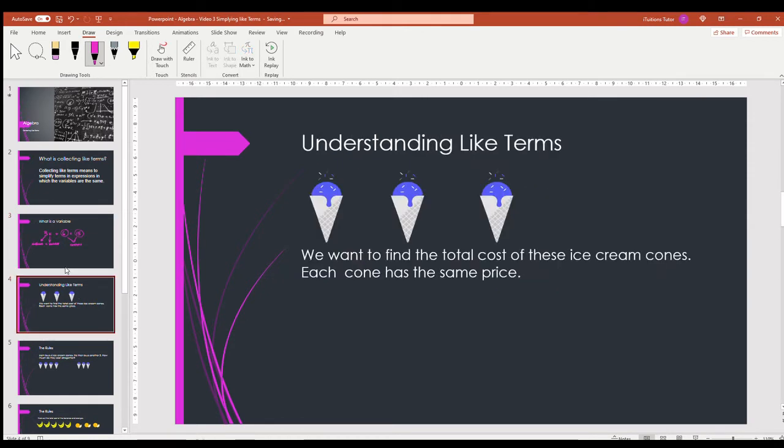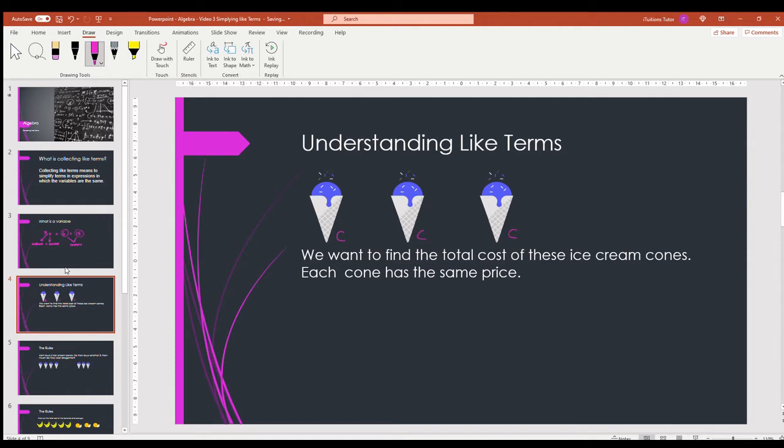Let's look at this example. We want to find the total cost of these ice cream cones. Each cone has the same price. Now, we don't know the price. It's unknown to us. Therefore, we can only form an expression. And to form an expression, we need to start by assigning a variable to the cost of one ice cream cone. I'm going to use the letter C to represent the cost of one ice cream cone.